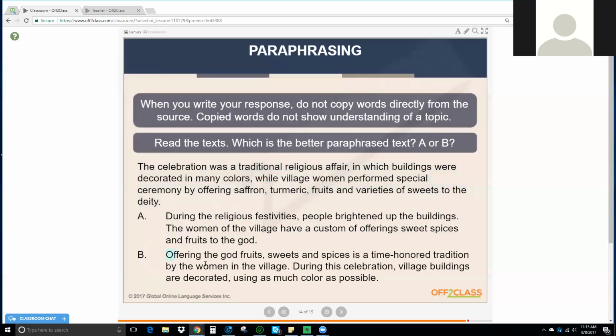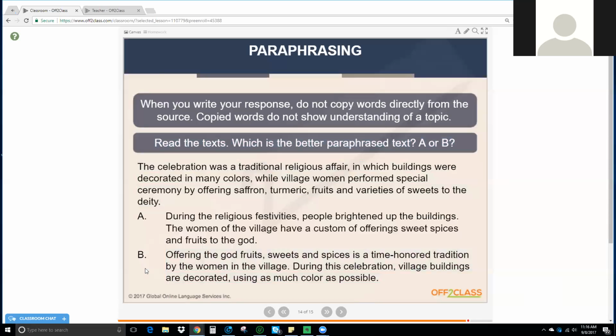The second person paraphrased it like this. Offering the god fruits, sweets, and spices is a time-honored tradition by the women in the village. During this celebration, village buildings are decorated using as much color as possible. Okay, so which one do you think is paraphrased better?